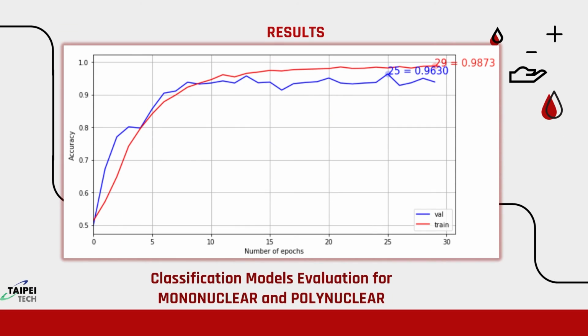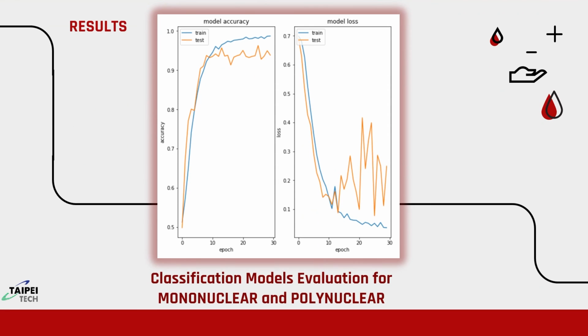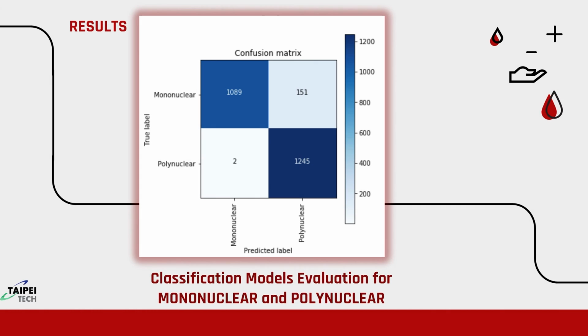From the plot between accuracy and the number of epochs, it can be seen that the higher the number of epochs, the greater the accuracy, until the 20th epoch onwards gives the highest accuracy around 98%. These two plots showed that the accuracy reached around 94% after 30 epochs and the loss fluctuates after 10 epochs. In the confusion matrix, we noticed that polynuclear was almost completely classified and some of the mononuclear was misclassified as polynuclear.